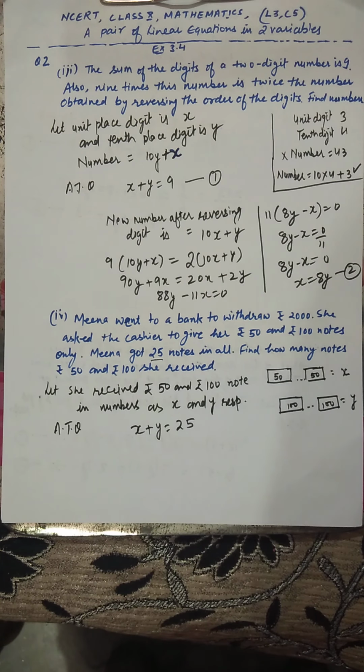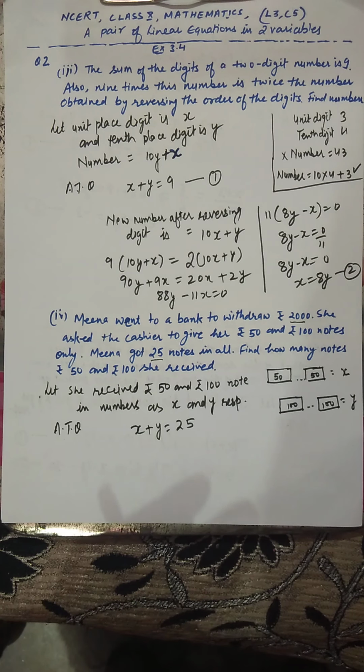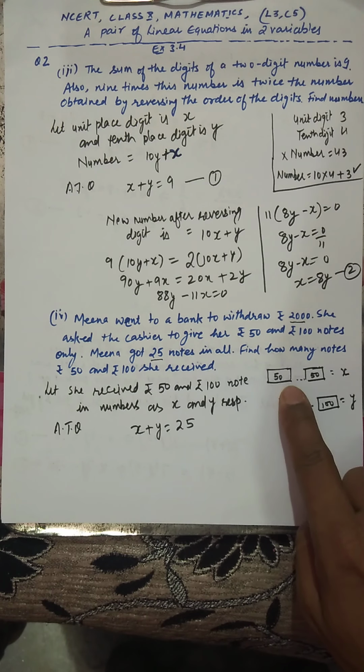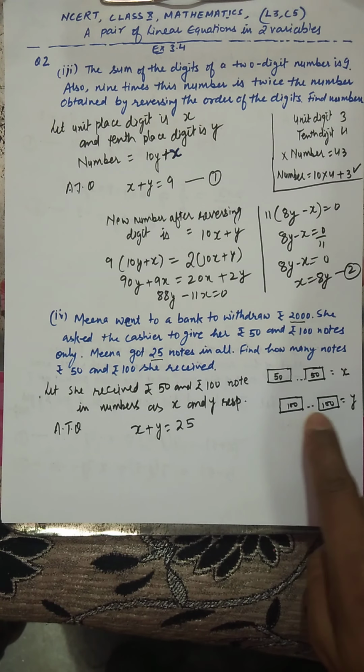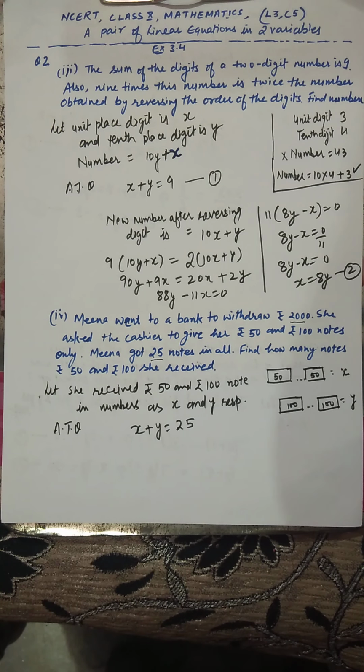Now the second condition: she has a total of 2000 rupees. If I ask you, if you have two 50 rupees notes and two 100 rupees notes, how much total will you have? Listen to my question again. What are you going to do? You are going to multiply 2 by 50 and 2 into 100. So that becomes 100 and this becomes 200. So in total you will have 300 rupees.